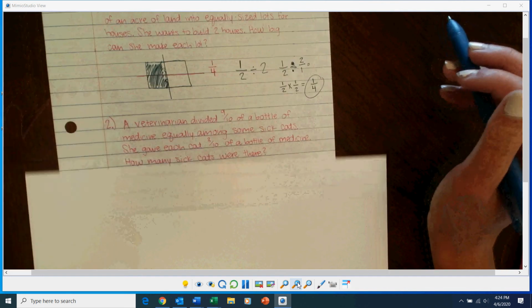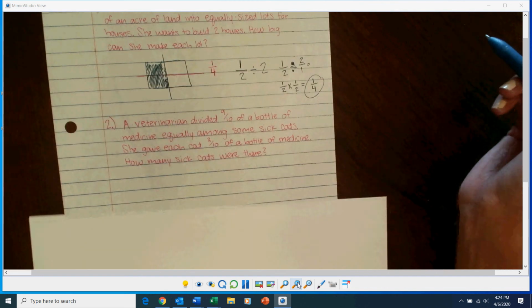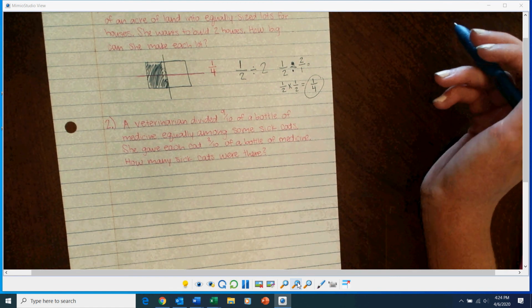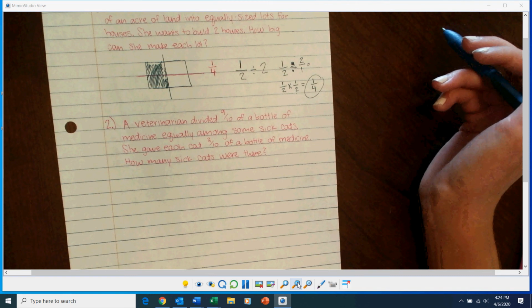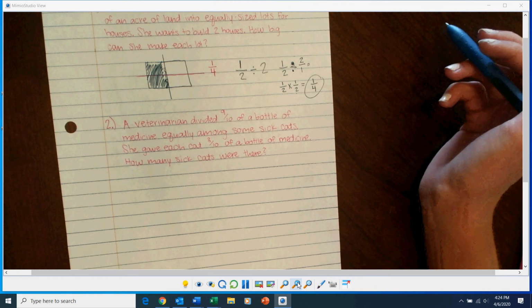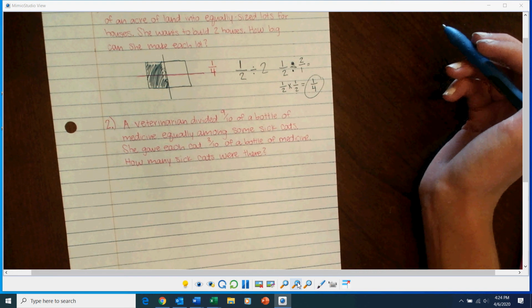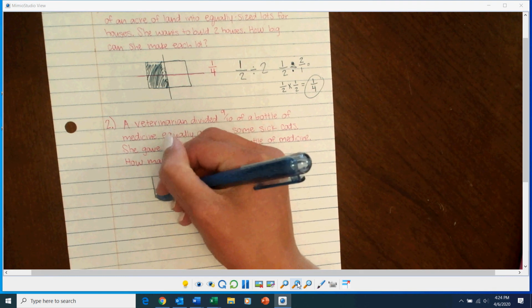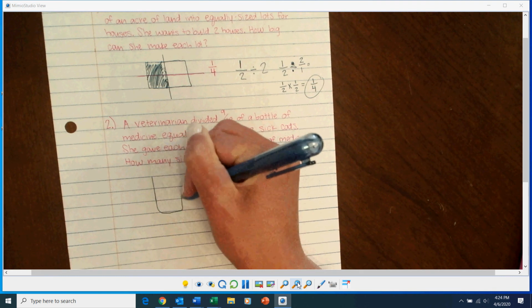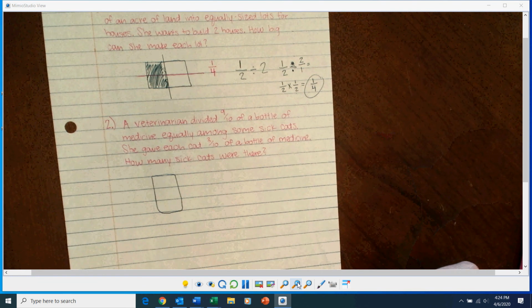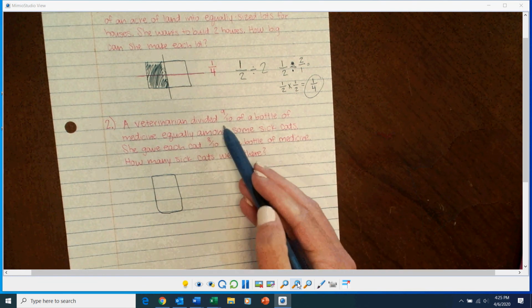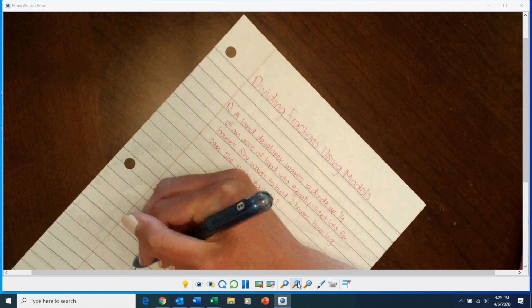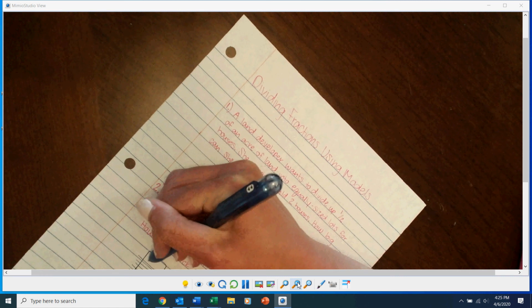Next I have number 2. A veterinarian divided 9/10 of a bottle of medicine equally among some sick cats. She gave each cat 3/10 of a bottle of medicine. How many sick cats were there? So the first thing I'm going to do is draw my bottle of medicine. And now I'm going to divide it into 10 parts. So I'm going to draw 9 lines. 1, 2, 3, 4, 5, 6, 7, 8, 9.